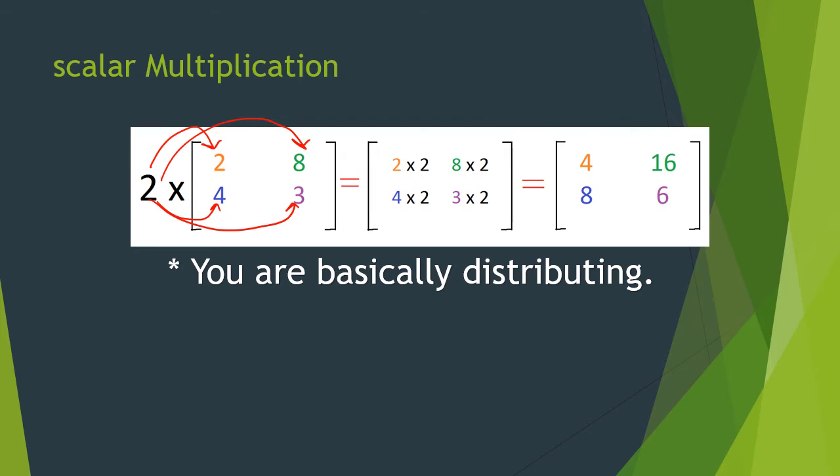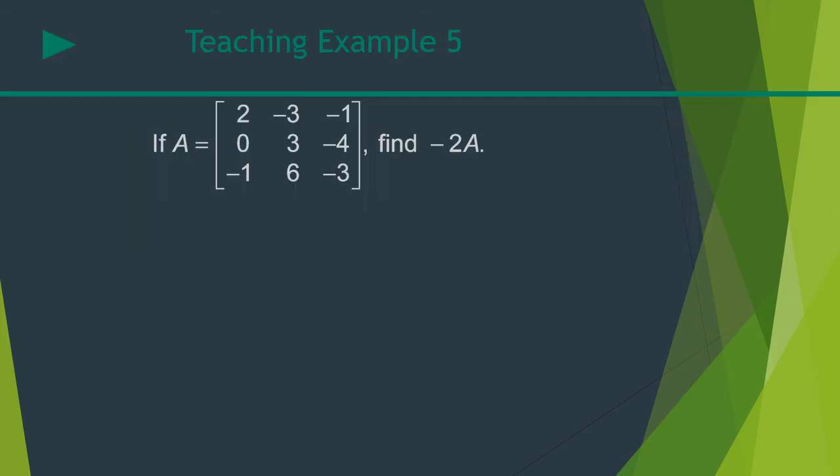That's my new matrix. Okay, let's try some scalar multiplication. Negative 2. I'm going to multiply every element times negative 2. I'm going to call this matrix B. Matrix B is going to equal 2 times negative 2, 0 times negative 2, negative 1 times negative 2, negative 3 times negative 2.